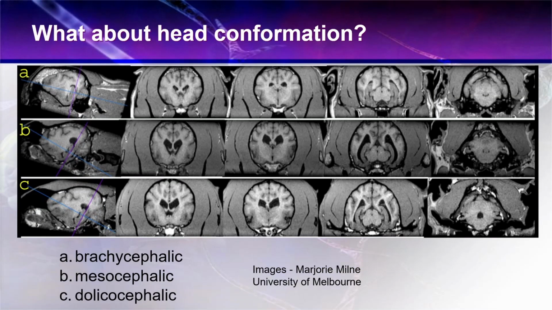And you may worry about head conformation. Well, that is also true of doing it with the hard palate. As I said before, images, I have to thank Marjorie Milne, University of Melbourne. But you still get nice images with all of the head types. I would say that sometimes the brachycephalic can look a little bit strange right at the front, because the rolling of their brain means that the slices actually become coronal, but that's just their individuality.